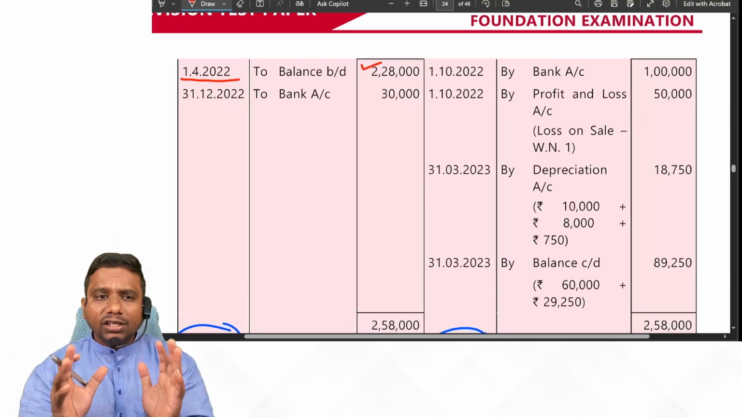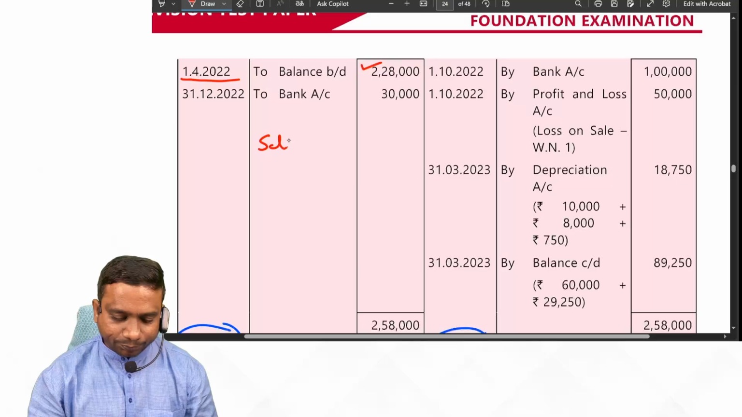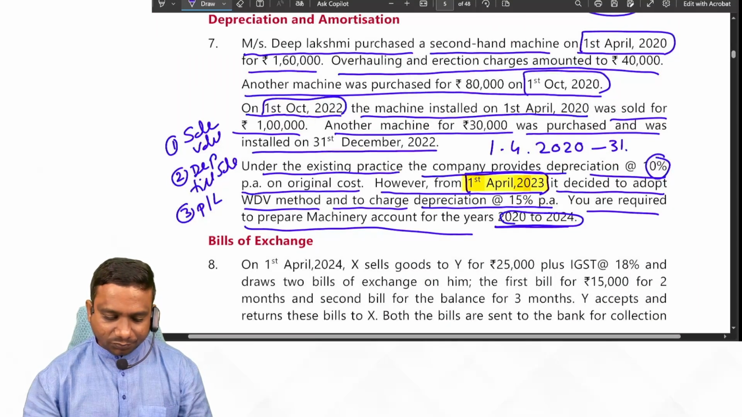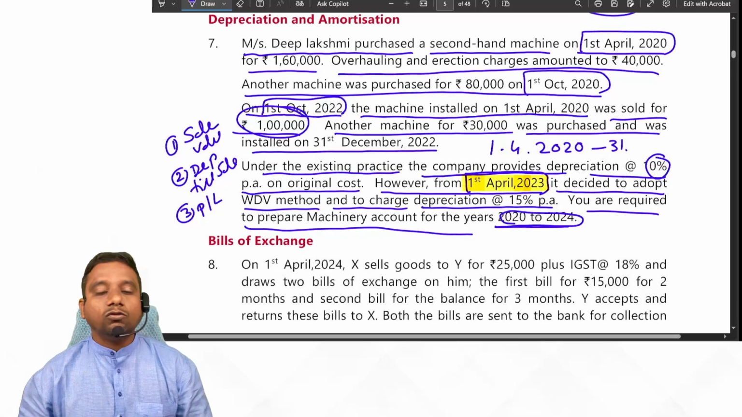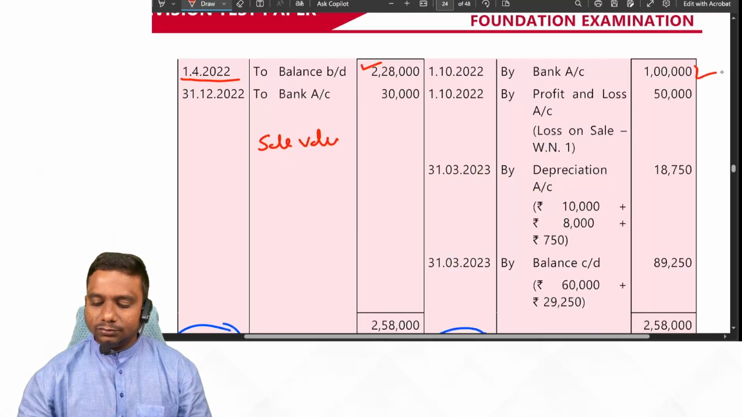So, I said three things we have to do at the time of sale of asset. First one, sale value. So, what is the sale value of asset? 1 lakh. What is the entry we record? Bank account debit to machinery account. So, machinery account credit 1 lakh.